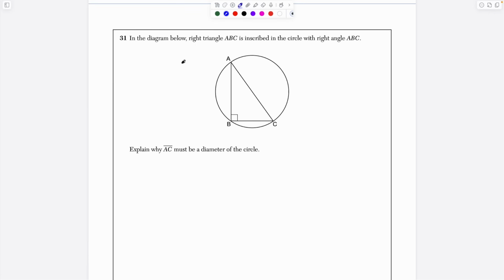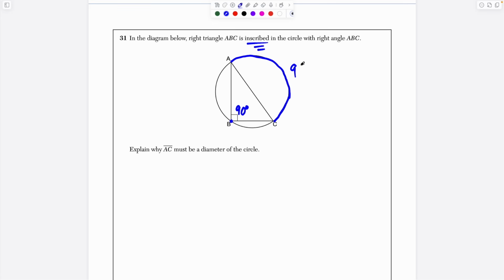Question 31, in the diagram below, right triangle ABC is inscribed in the circle with right angle ABC. And we have to explain why AC must be a diameter of the circle. So for this one, the $1 million phrase is inscribed. So the fact that we have an inscribed angle here at point B, and the inscribed angle measures 90 degrees, this tells us that the arc that's intercepted by this angle is twice this much. So this arc over here, I'm just going to highlight it like this, this arc would have to be 90 times 2.